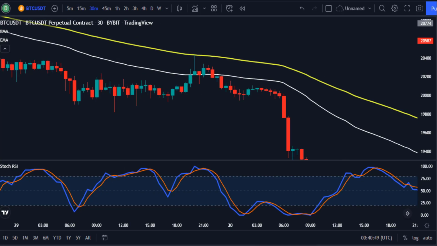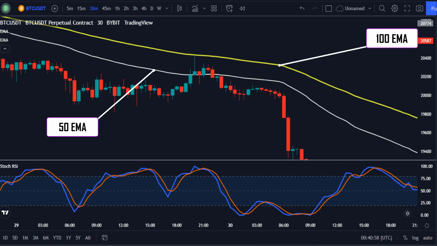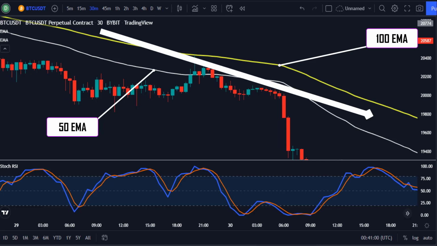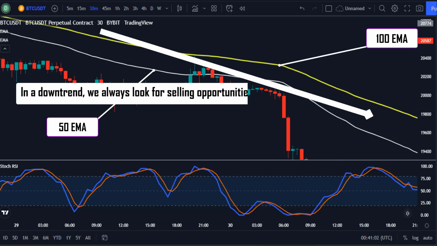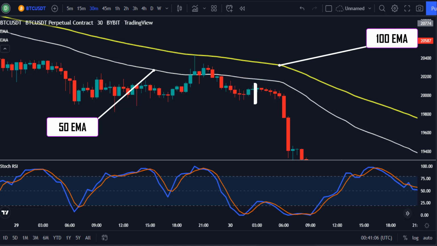Here is another example. You can see that the price is trading below the moving averages, the 50 EMA is also below the 100 period EMA, and both the EMAs are also sloped downwards, giving you a clear downtrend. In a downtrend, we are looking for selling opportunities. We can see that the price pulled back to the space between the 2 moving averages, forming the resistance, and the stochastic is also currently overbought.